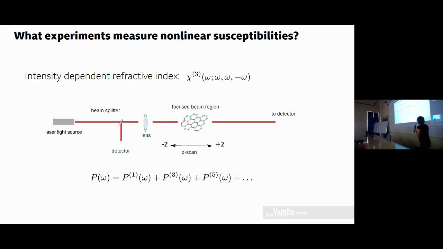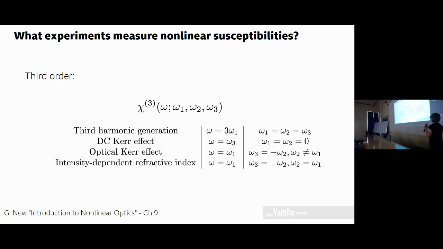Okay, the same way, we can look at third order. There are several effects. The counterpart of second harmonic generation is third harmonic generation. Then we can look at the cases in which we apply a constant field, or different optical applied fields with different frequencies, or the same effect but with the same field. I will go on to the next slide where I looked at this in more detail.